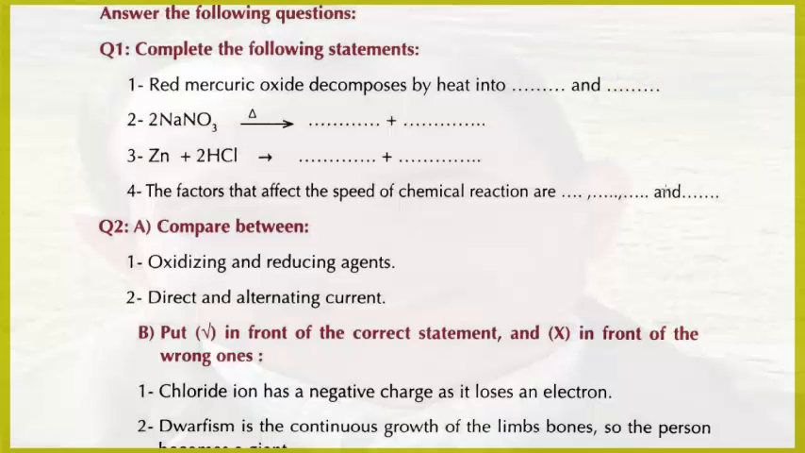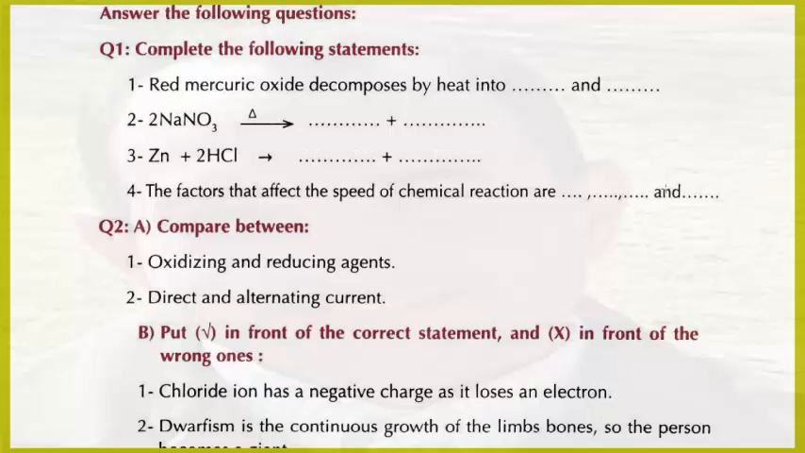Number 2, 2NaNO3 by heat, space and space. 2NaNO2 plus O2. Number 3, Zn plus 2HCl, space and space. ZnCl2 plus H2.